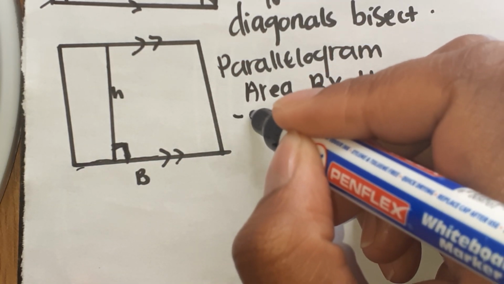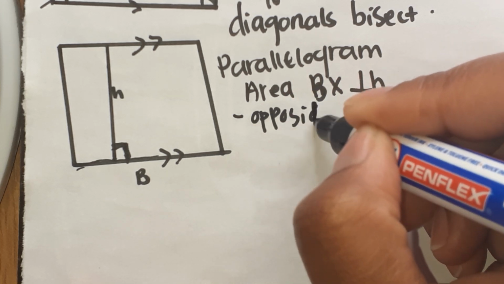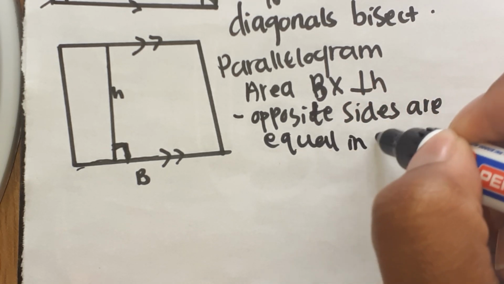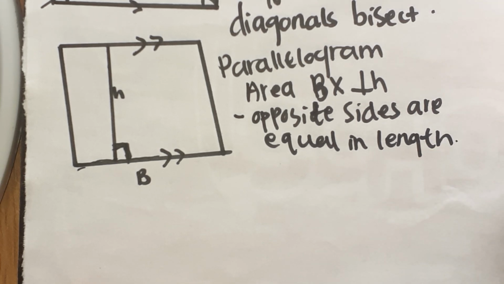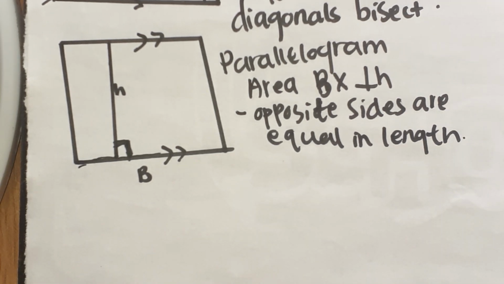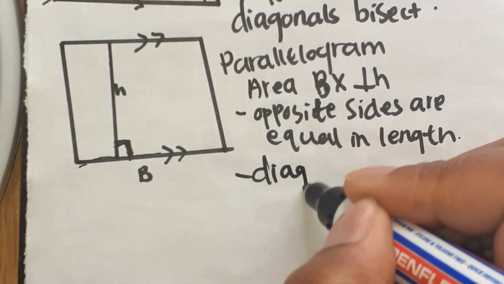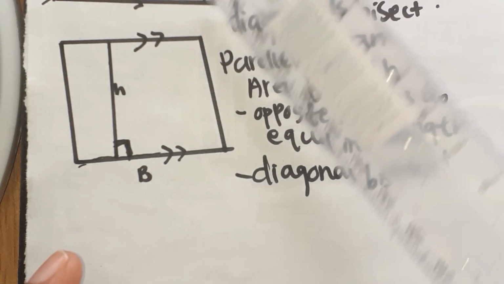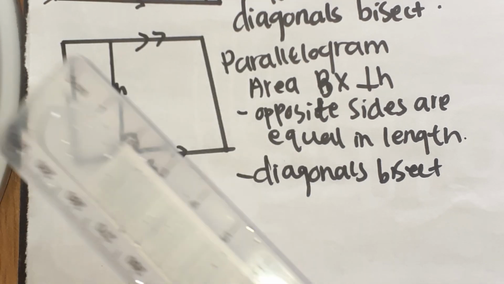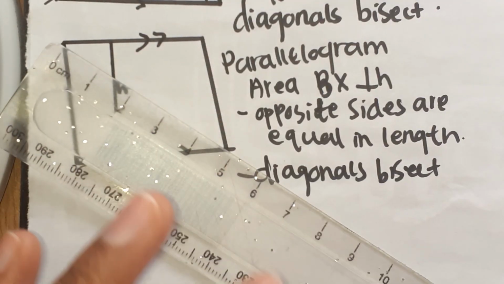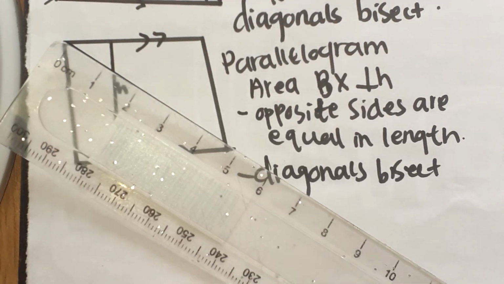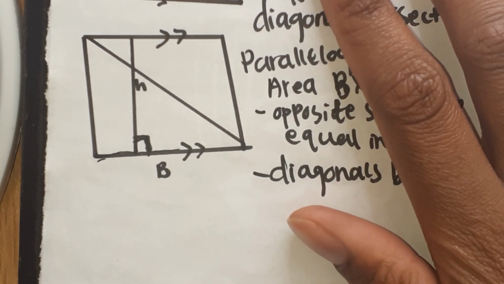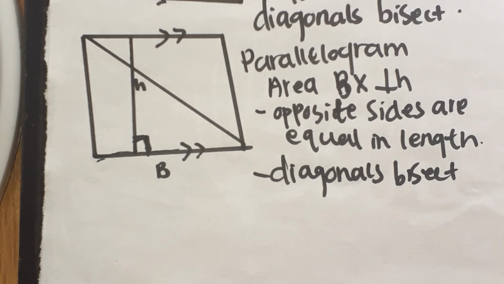So opposite sides are equal in length of a parallelogram. And with a parallelogram as well, diagonals bisect, right? So this side is equal to this side like that. So we also have diagonals. Remember, those are the lines that cut, so they also bisect one another. And another thing, they cut each other into half.